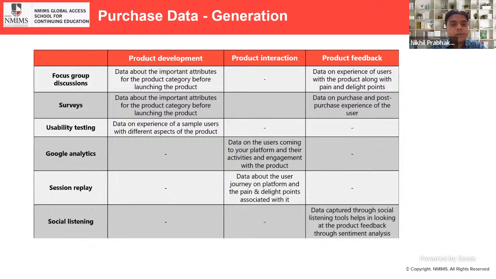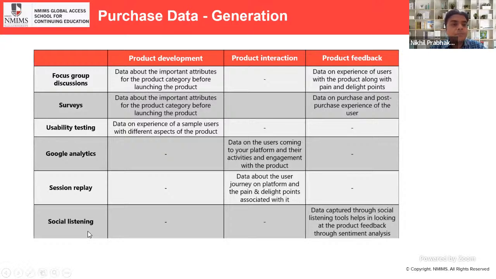For website also in Google Analytics, you can do a session replay. So in session replay, what happens is you will select a user or a set of users, and you will see how they are moving from one page to another page, from one aspect of the customer journey to the other part of the customer journey on your website, mobile app, how they are going about the purchase. So that is called as session replay.